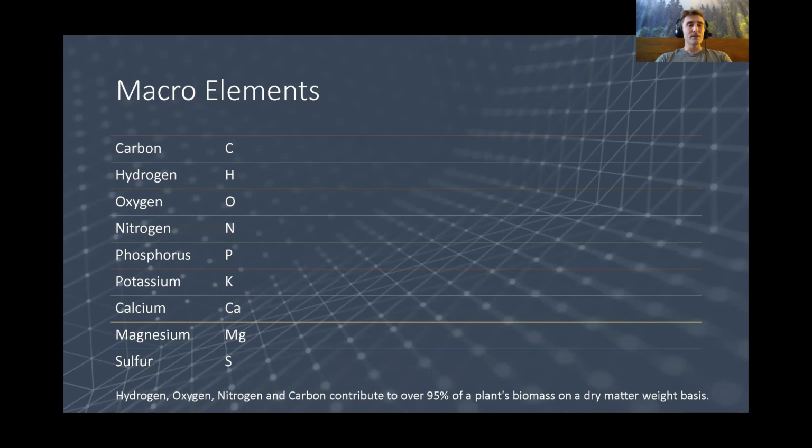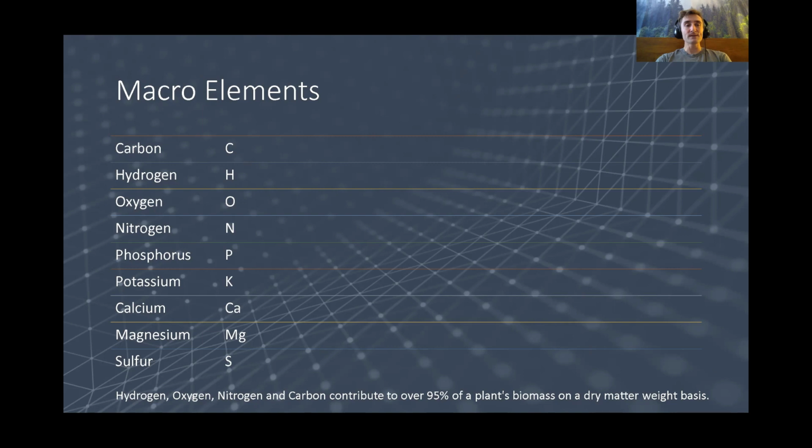So the macro elements in order of importance are carbon, hydrogen, oxygen. Remember, those three come from the atmosphere. The next three, the ones that come from the soil, are nitrogen, phosphorus, and potassium. Notice the elemental abbreviations are N, P, K. And if you know much about fertilizer, when you buy fertilizer, you're always looking at the NPK values. And in fact, the ratio of N, P, and K can be beneficial for different purposes.